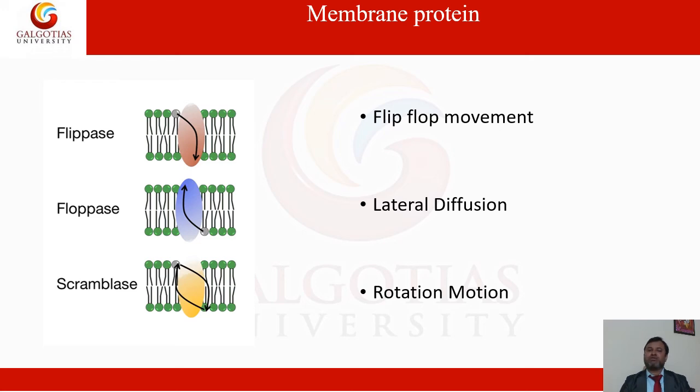And rotational movement: all phospholipids show rotational movement, that is the axial movement, where the phospholipid is moving on its axis. That is rotational movement. So three types of movement are present in the plasma membrane that can be explained by the fluid mosaic model.